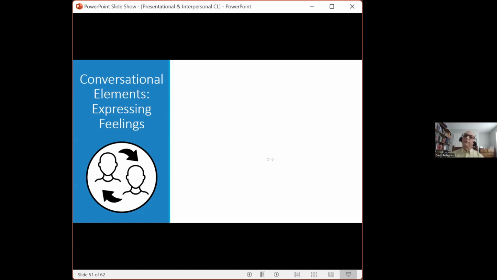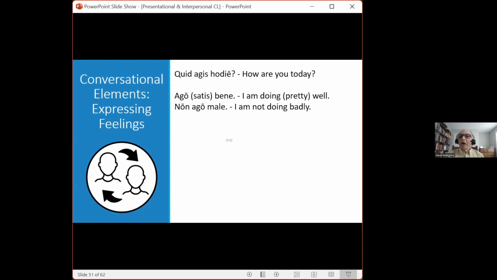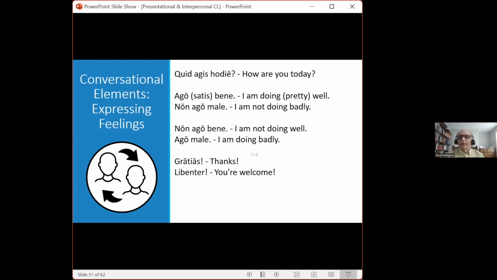Another component of interpersonal speaking is expressing feelings. Here are some examples of conversational elements in that category. How are you today? And some sample answers. I'm doing pretty well. I'm not doing badly. And of course, what's in parentheses can be put in or left out. I'm not doing well. I'm doing badly, for those who are not doing so well. Thank you and you're welcome are things that we want to have students be ready to say automatically. Let's have these things on the tips of their tongues.